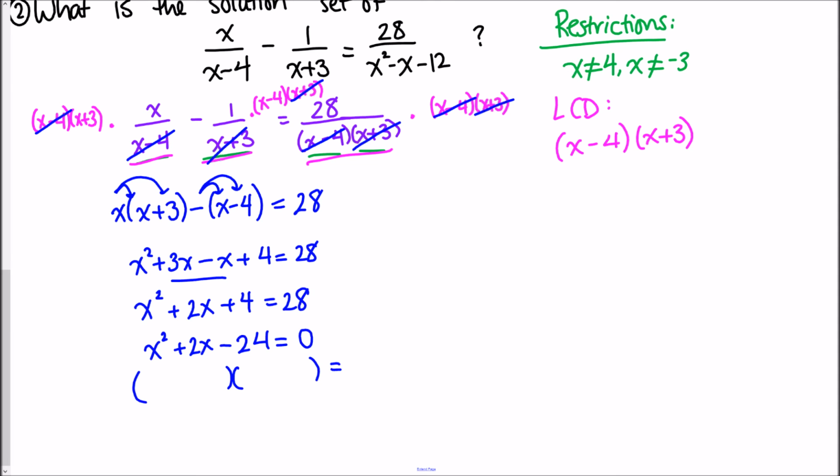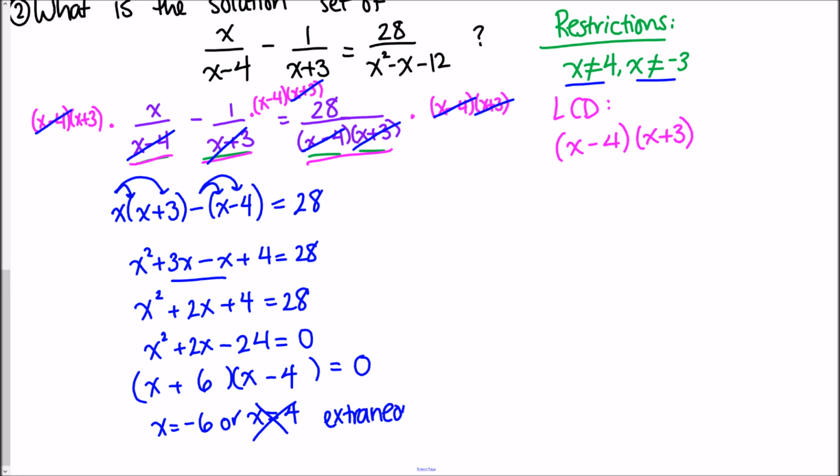Now I'm just going to factor and solve. So factors that multiply together to give me negative 24 but add up to give me 2 are positive 6 and negative 4. So x is equal to negative 6 or x is equal to 4. Okay? But let's take a look back at our restrictions again. X is not allowed to be 4, so again, we have another extraneous solution.